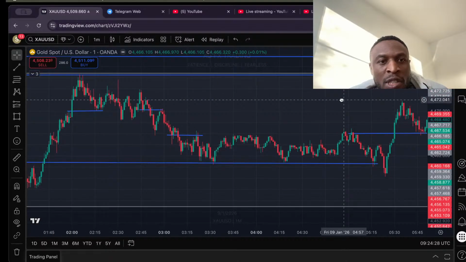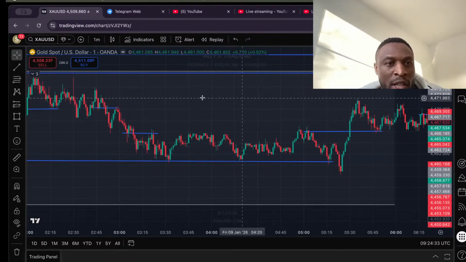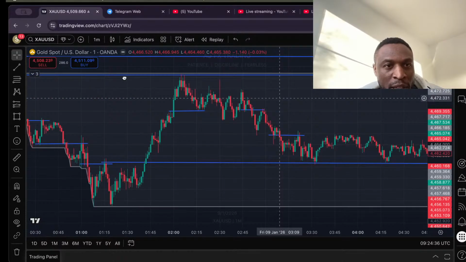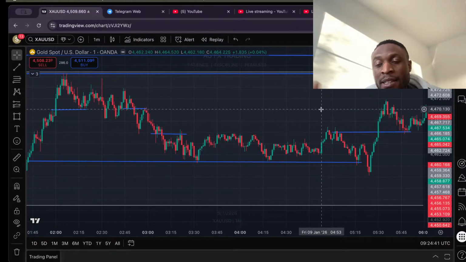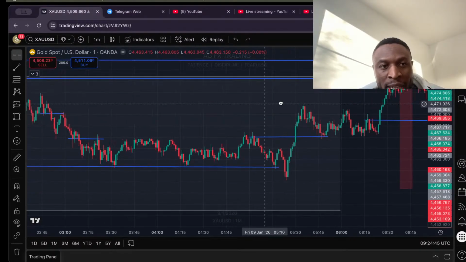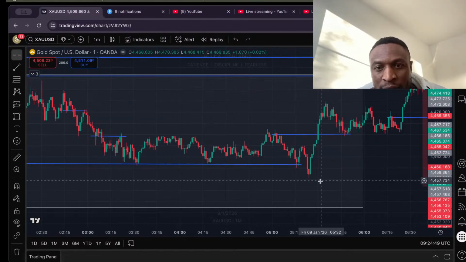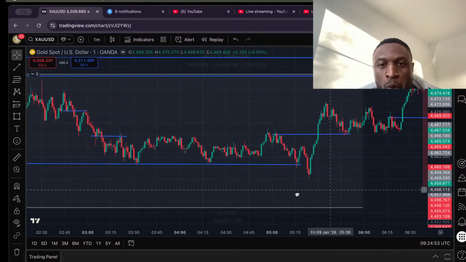But if you notice, everything is now looking like a consolidated market, because there's an inducement here, there's an inducement here, and there's an inducement here. So everything is looking like the market is consolidating. No specific direction right now. Sellers are active here, buyers are active here. Are you getting it? So who wins the day?